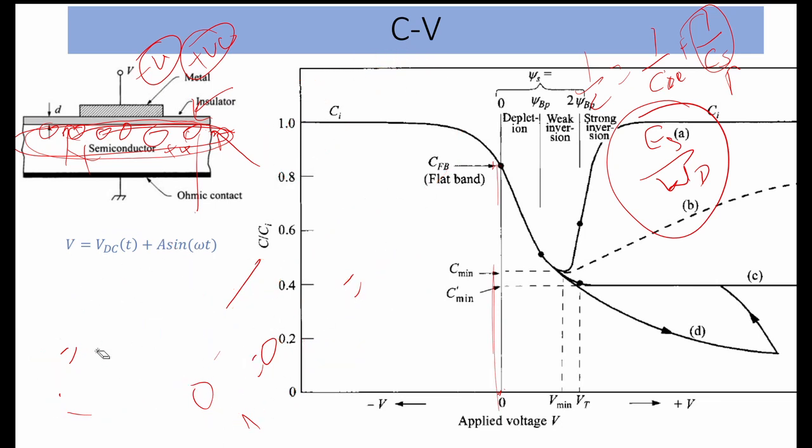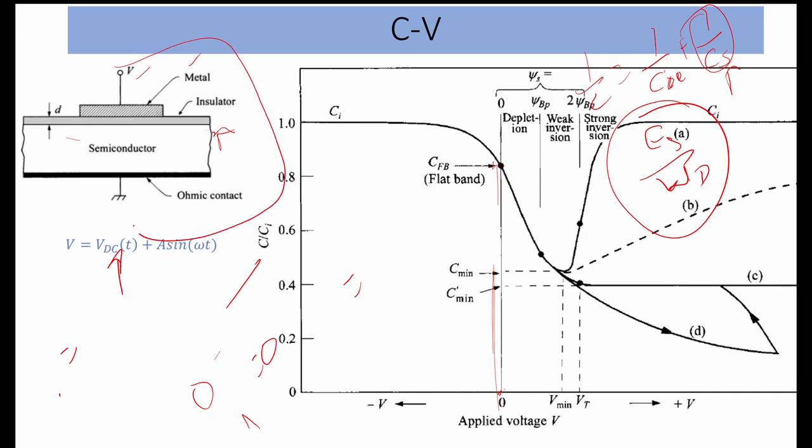Initially what we do is we apply a DC voltage in between these two junctions, and then there is a superimposition of a small sinusoidal signal, and this is what we see.